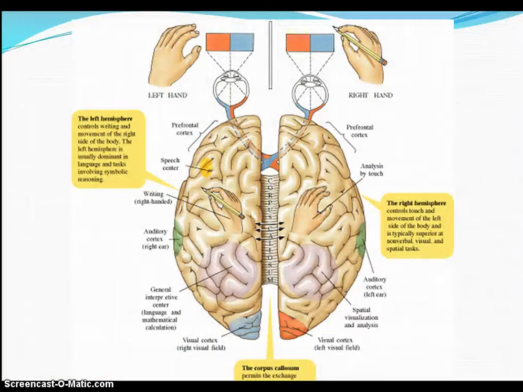So what ends up happening is your left side of your brain controls the right side of your body, and the right side of your brain controls the left side of your body. So when the corpus callosum is split, there's no communication between the two hemispheres, which ends up being pretty difficult for someone to do certain things.